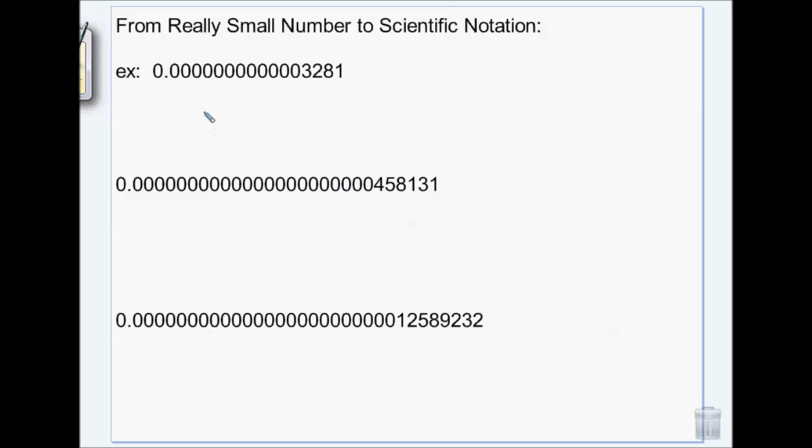All right, from a really small number, so a decimal, is the same process, but with a negative exponent. These are the only times that negative exponents are allowed. We want it after the first non-zero number. So the first number that's not a 0 is where you want to move your decimal to.